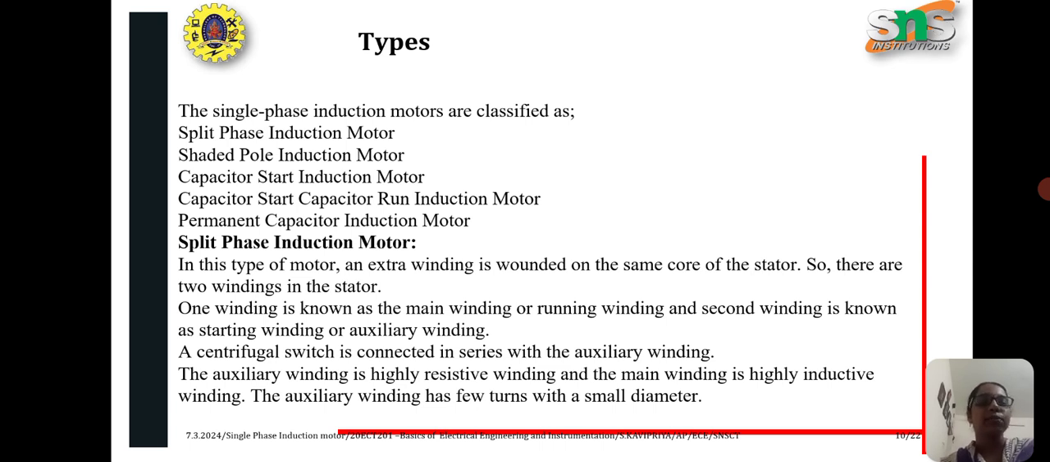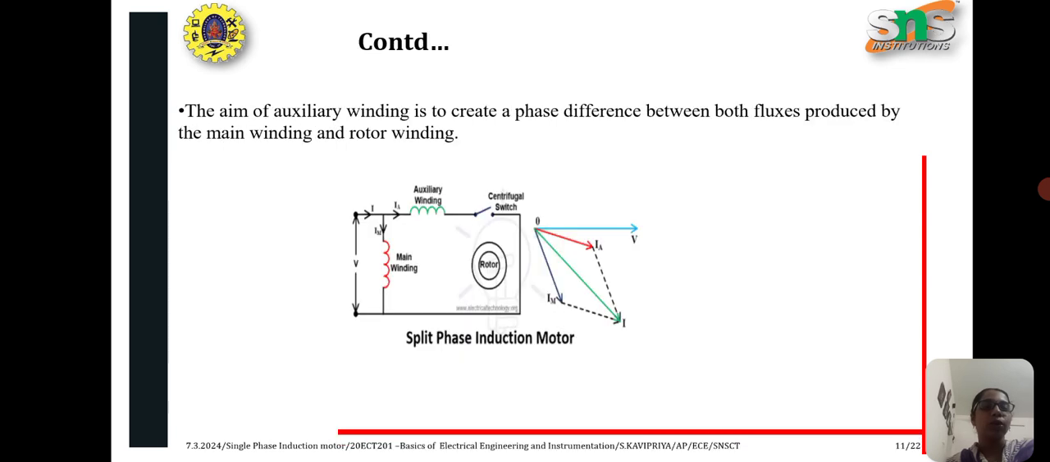First we can see the split phase induction motor. An extra winding is wound on the same core of the stator. So there are two windings in the stator. One winding we call the main winding and the second one the starting winding or auxiliary winding. A centrifugal switch is connected in series with the auxiliary winding. The auxiliary winding is highly resistive and the main winding is highly inductive. The auxiliary winding has few turns with a smaller diameter.